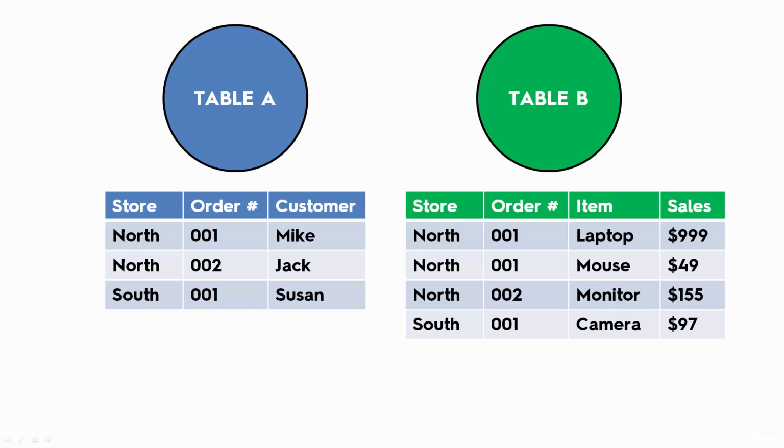So here you can see right away that order number 1 in the Northern store had 2 items sold, a laptop and a mouse. Order number 2 had 1 item, which was the monitor, and order number 1 in the Southern store had only 1 item, which was a camera. So now we want to connect the two tables, and basically what we're after is the total sales for each of the customers. Visually you can see right away how that works, but let's see how we can do it through joins.